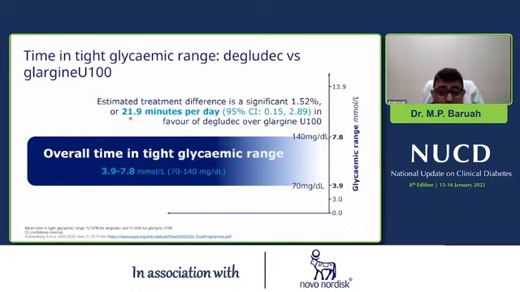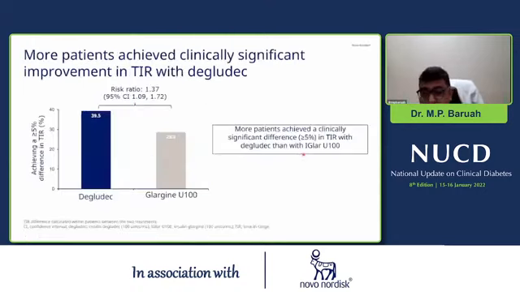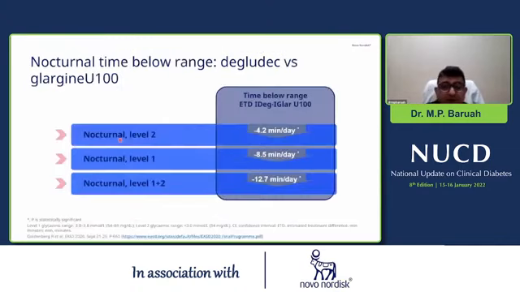Now, for the narrower range of 70 to 140, again similar, even better results came out, because patients spent 21.9 minutes more on average in time in range with degludec compared to U100 Glargine, and it was statistically significant. More patients achieved clinically significant improvement in time in range with degludec. They compared time in range with OAD, then compared the time in range when degludec or U100 glargine was added, and it was shown that more patients maintained HbA1c below the 7% target. So it can be extrapolated to better glycemic control without variability.